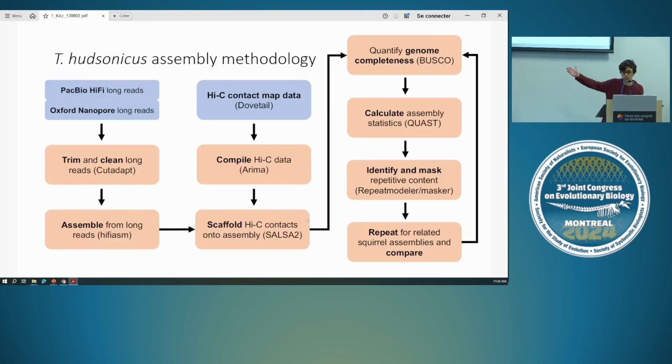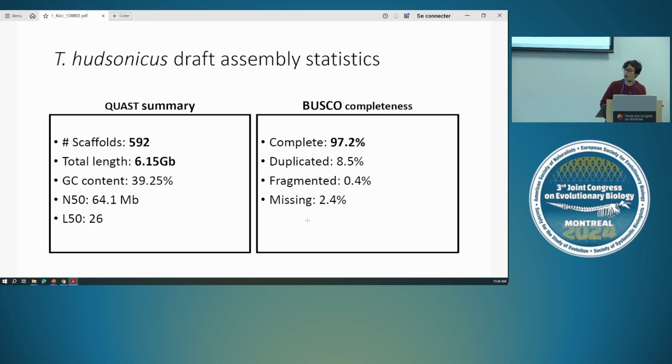So here's the workflow, the methodology that I used to assemble the genome. We combined PacBio Hi-Fi and Oxford Nanopore long reads together. We used Hi-C contact data in order to scaffold that and make it better. And then we evaluated genome completeness with BUSCO and assembly statistics with QUAST, as well as comparing them to other published squirrel assemblies. I am very happy to say that after all is said and done, the Tamiasciurus hudsonicus genome has the lowest number of scaffolds and the highest mammalian gene completeness out of any of the dozen or so published squirrel genomes, so we're very satisfied with the quality.